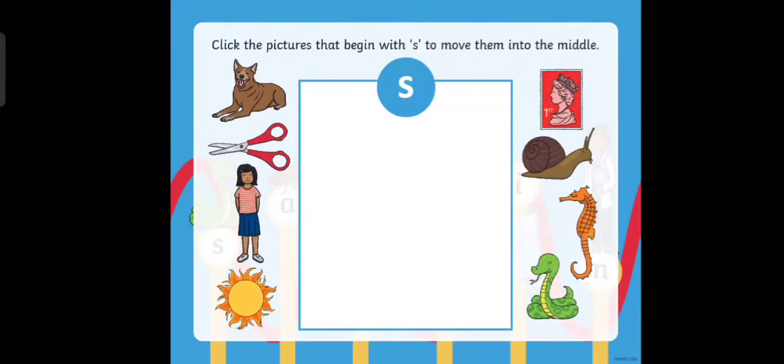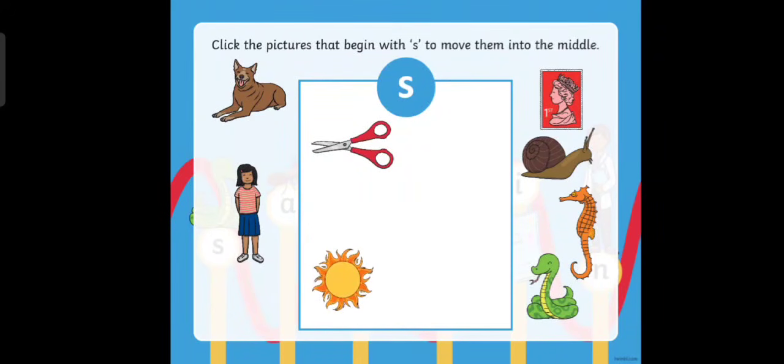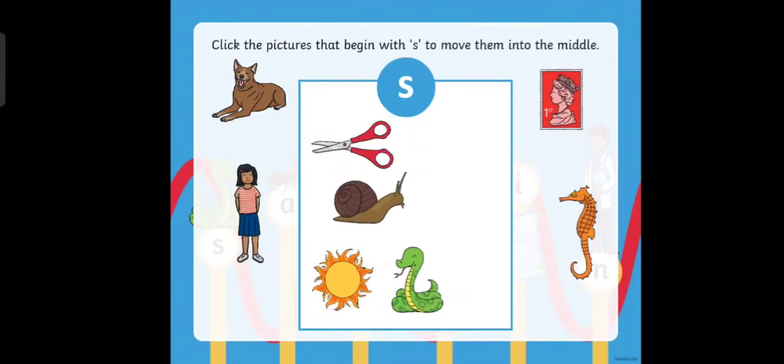Activity number 3. Click the pictures that begin with the S sound. Yes, we have scissors, sun, snake, snail, and the last one is seahorse.